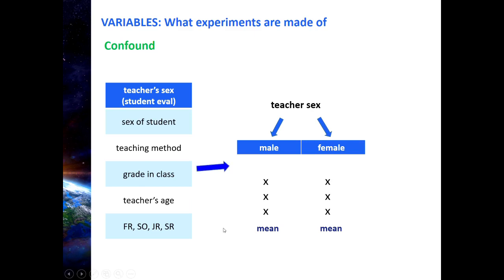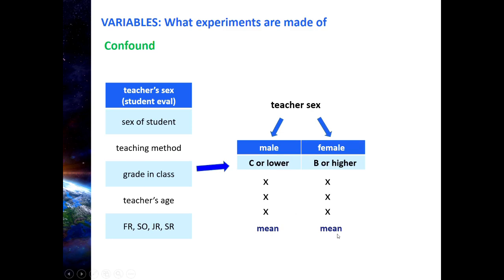But what if grade in the class happened to be systematically different between our two groups, between our two levels? So what if we found this? Most of the students in the male teacher group had a low grade in the class. So let's say a C or lower, most of them. And most of the people who had the female teacher ended up with B or higher in the class. Now you see how this extraneous variable is systematically different between our two groups?